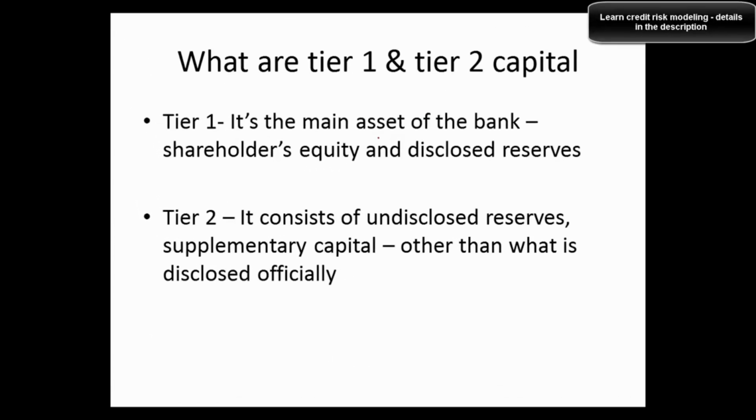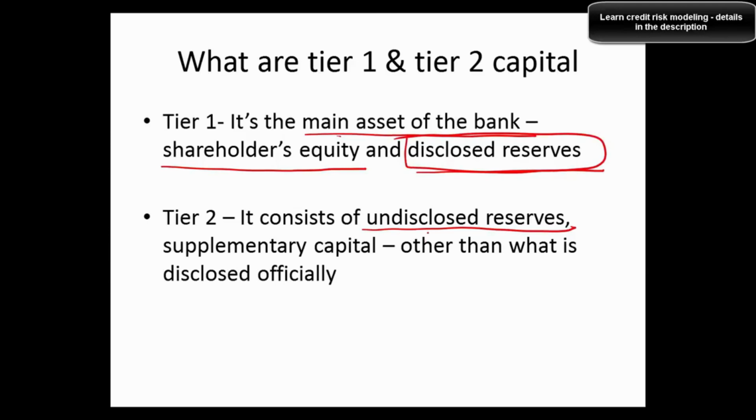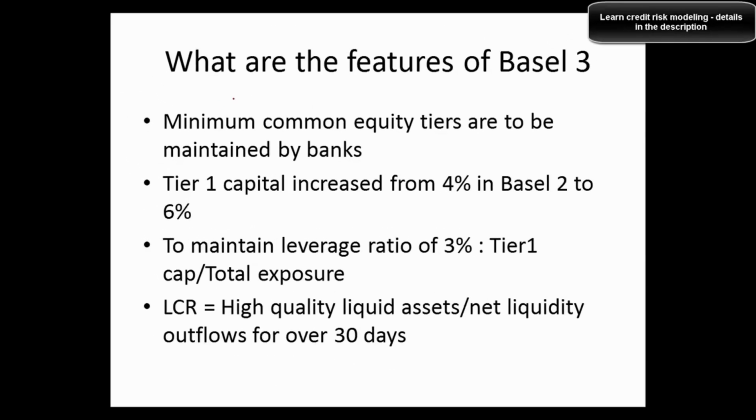So what are Tier 1 and Tier 2 capital? Tier 1 capital is the main asset of the bank, which includes the shareholders' equity and the disclosed reserves. What is Tier 2? It consists of undisclosed reserves. Tier 1 includes disclosed reserves. Here it includes mainly undisclosed reserves and supplementary capital other than what is disclosed officially. So there is some capital, not much though, that is not disclosed by the bank, and that comes under Tier 2 capital.